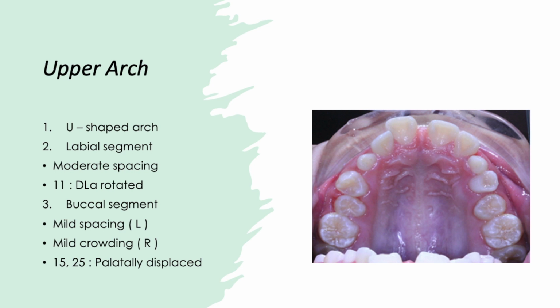For her upper arch, it is a U-shaped arch presented with moderate spacing on the labial segment, and tooth 11 is distolabially rotated. For the buccal segment, there is mild spacing on the left and mild crowding on the right side. Teeth 15 and 25 are palatally displaced.